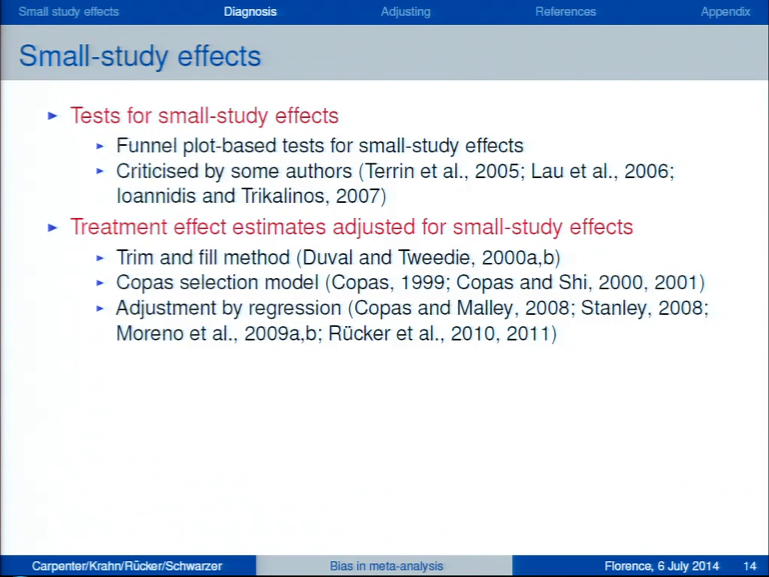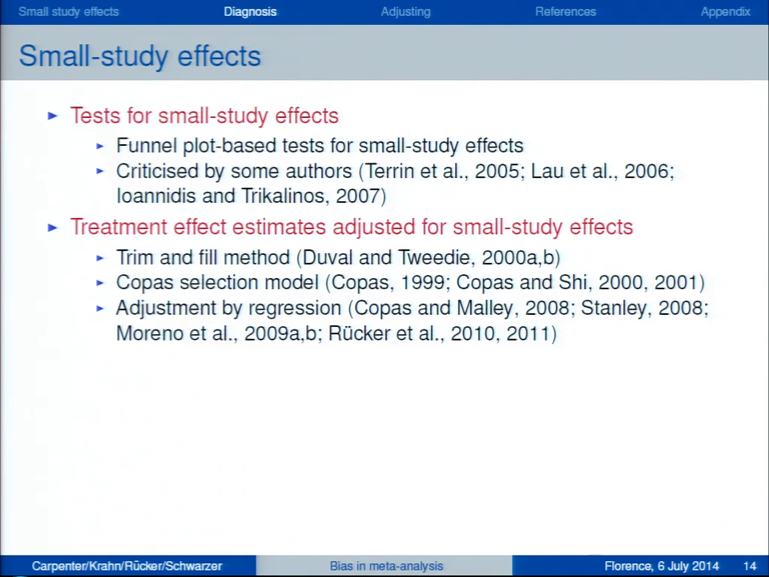And there are methods called adjustment by regression, and there's also an idea by John Copas, and the first who did this systematically was Tom Stanley, and there are some papers by Santiago Moreno and Alex Sutton, and also papers by ourselves.